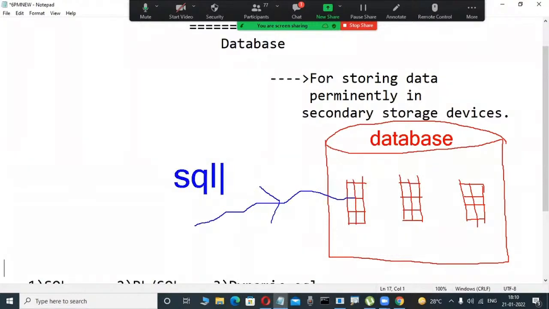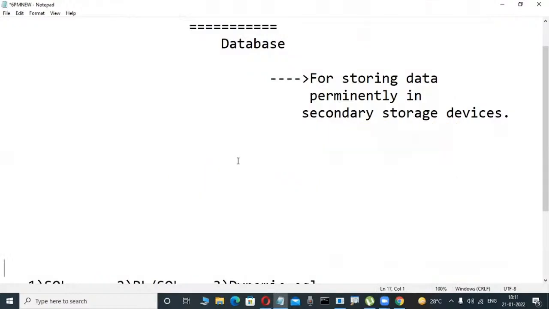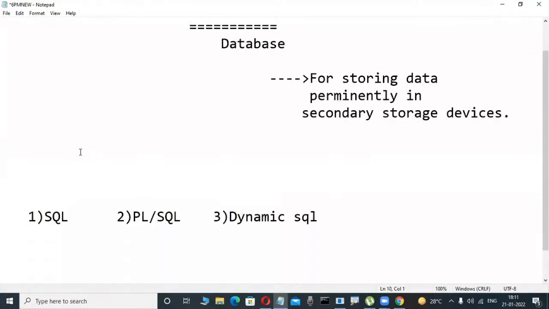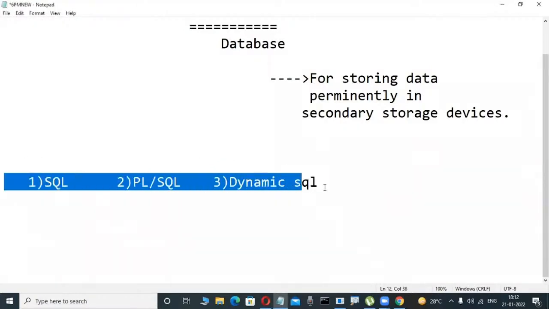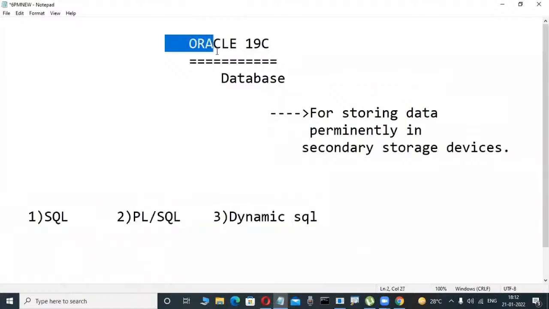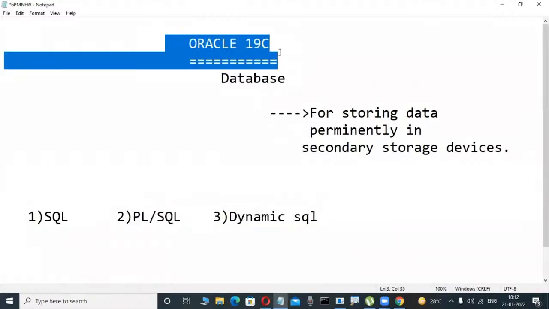Up to this point I told you yesterday, just a small thing. If you want to operate this Oracle software, we use SQL, structured query language. Another language is PL/SQL, procedural language extension for SQL. Another language is dynamic SQL. Through these three languages, we operate this Oracle software in your companies.